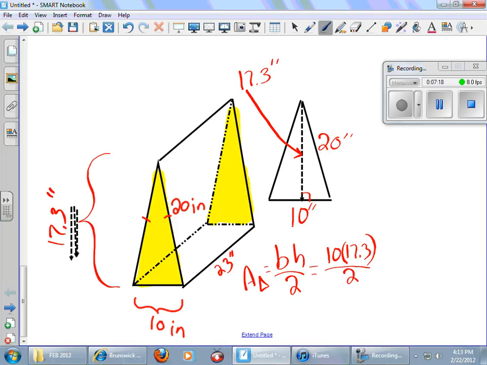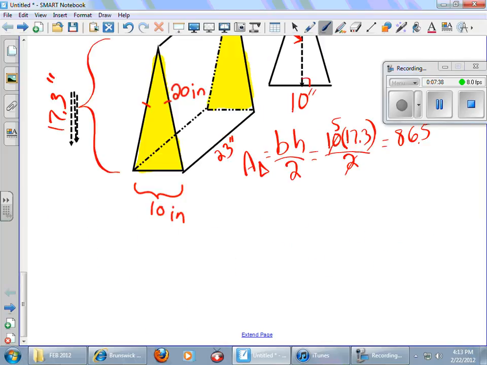All right, I can go like that and turn that into 5, and I'll get an answer, I think 86.5. Let me just confirm that so I don't make any silly mistakes. 10 times 17.3 divided by 2, 86.5. Yeah, and there's two of those. So I'm going to write down 86.5 and 86.5.